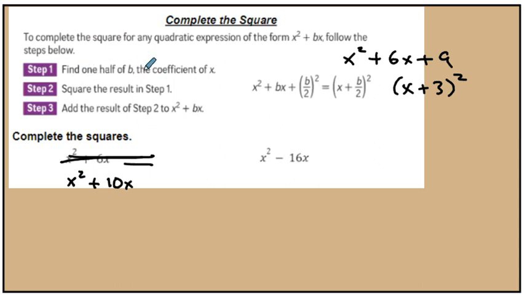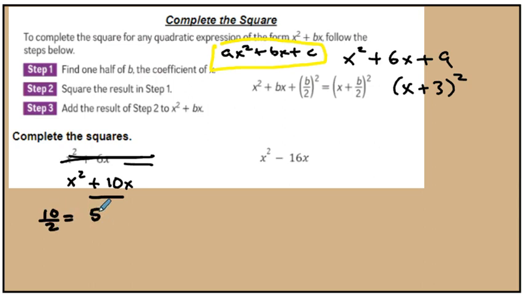It says find 1/2 of b, the coefficient of x. We always know that ax squared plus bx plus c is our golden template of what a quadratic should look like. So b is always the coefficient in front of the x term, and in this case it's positive 10. So half of 10: 10 divided by 2 is equal to 5. That's step 1.